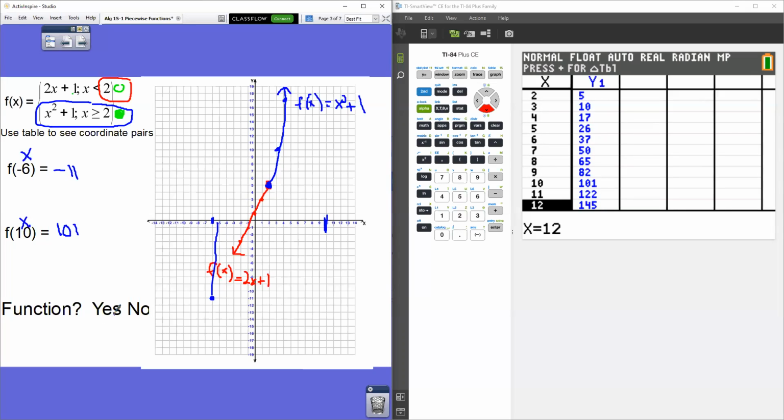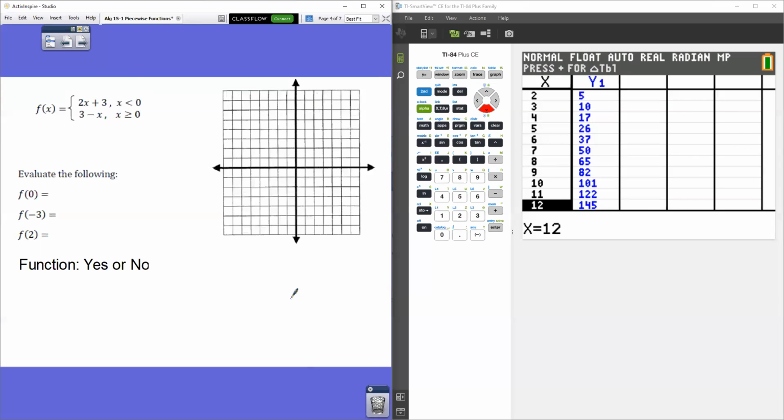Is it a function? Yes or no? Are there two dots right directly above each other anywhere on this graph? No, there's not. Therefore, it is a function. It passes the vertical line test because you can only cover up one dot at a time. Let's take a look at the second one. So on the second one, we have 2x plus 3, and that's when x is less than 0. And we have 3 minus x when x is greater than or equal to 0.